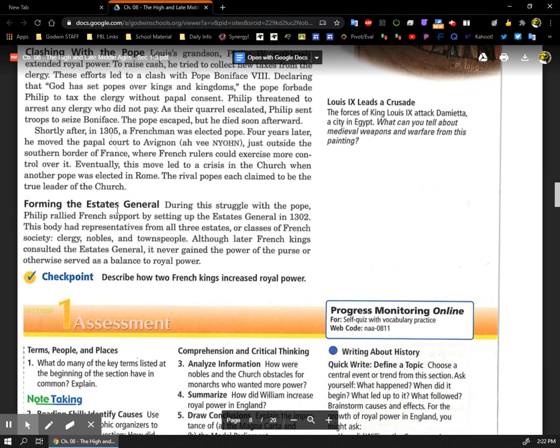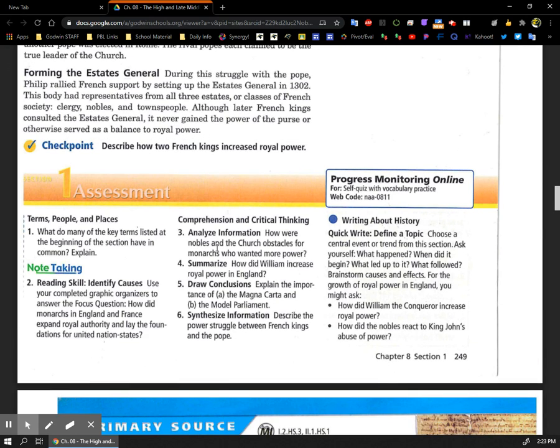Forming the Estates General. During this struggle with the pope, Philip rallied French support by setting up the Estates General in 1302. This body had representatives from all three estates, or classes of French society: the clergy, nobles, and townspeople. Although later French kings consulted the Estates General, it never gained the power of the purse or otherwise served as a balance to royal power.